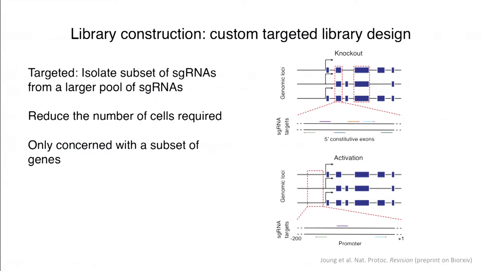Now, there are times when we want to design a custom targeted library. A targeted library is where you isolate a subset of sgRNAs from a larger pool of guides, typically from a genome-scale screen. The reason we want to do this is because genome-scale screens usually involve a very large number of cells, and I'll go through the calculations of how many cells exactly are involved in later slides. So the reasoning for a targeted screen is that you want to reduce the number of cells required in your screen. Or in some other cases, you are only concerned with a subset of genes, so you only want to screen those, for example, if you only want membrane proteins. So that's when we want to do a targeted screen.